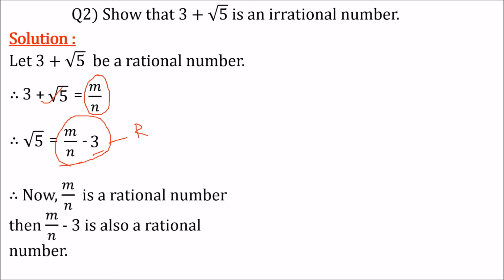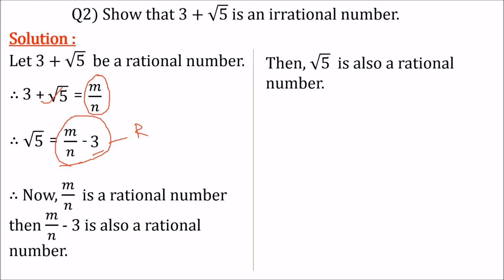So now m upon n is a rational number, then m upon n minus 3 is also a rational number. It means root 5 is also a rational number, because m upon n minus 3 is rational. If m upon n minus 3 is rational, then definitely root 5 will also be a rational number, because a rational number will be equal to a rational number.